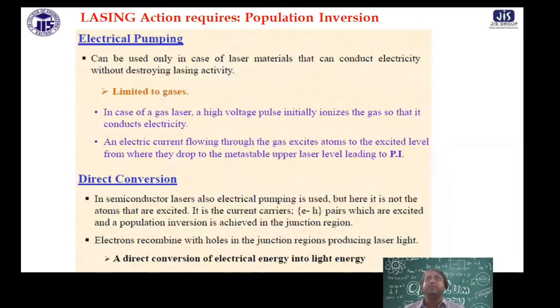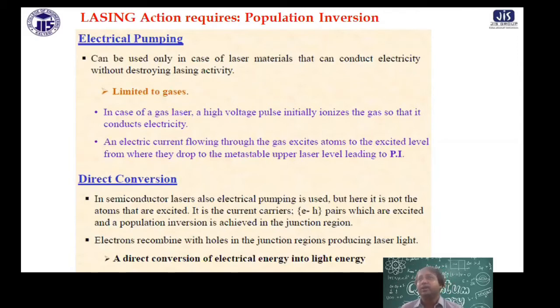Another is electrical pumping. That means in this case you do electric discharge. We will do this in case of the helium neon laser. Okay, you apply an electric field. So basically in presence of the electric field, in case of a gas laser, what would happen is that ionization of the gases will take place. So ultimately electrons also move from low energy to high energy levels.